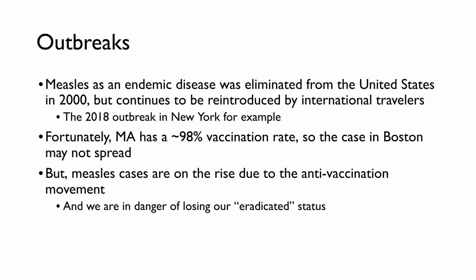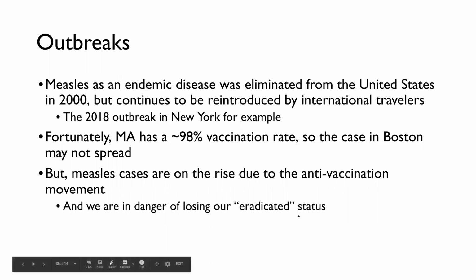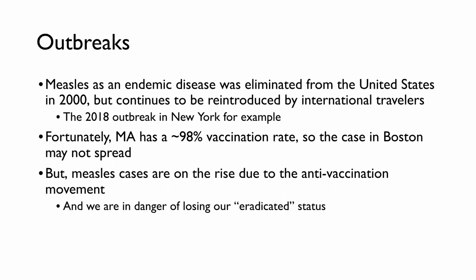Now, Massachusetts has a really, really high vaccination rate. We do a really good job here with medicine, as you all probably know. Our vaccination rate is 98%. So if measles got to Boston, it's not likely to spread because we have a very high vaccination rate. Of measles spreading. So we're basically not eradicated anymore.